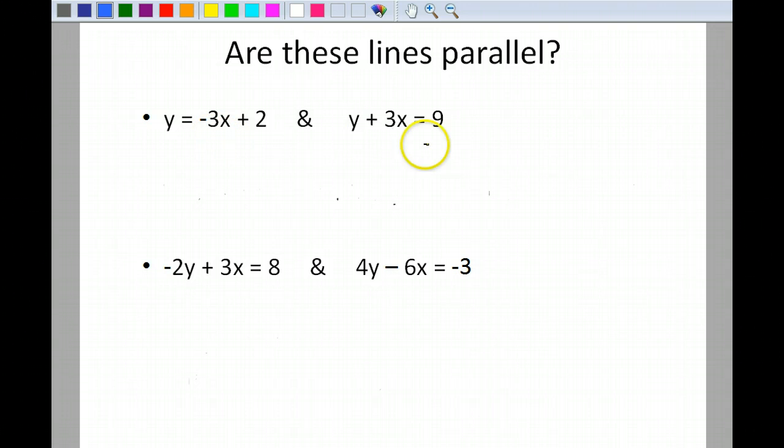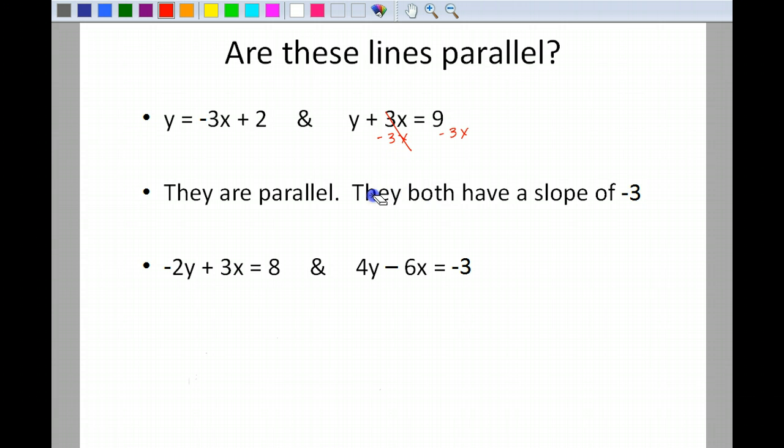Okay, so I've got two equations. I want to determine if they're parallel. Y is equal to -3x plus 2. This one's already in slope-intercept form. This one needs to be moved around a little bit. I need to subtract 3x from both sides. So now I have y is equal to -3x plus 9. So I know that they're parallel, and they're parallel because they both have a slope of -3.